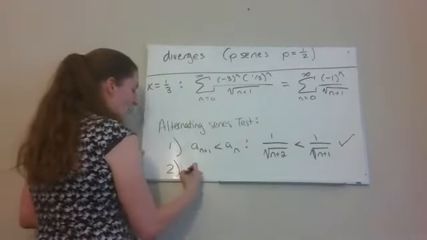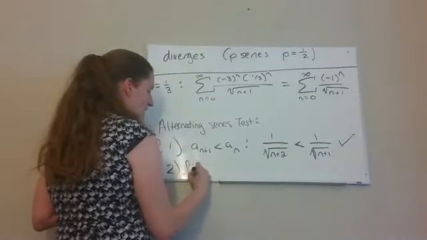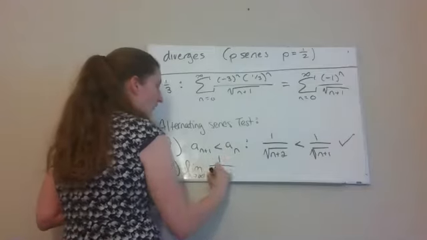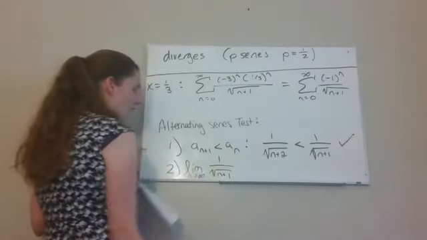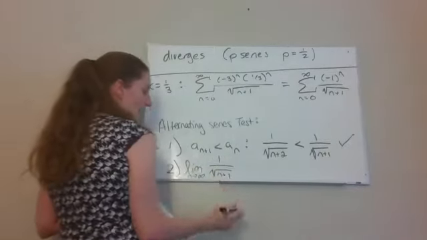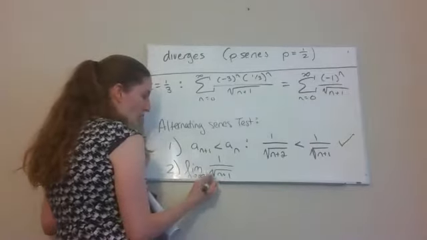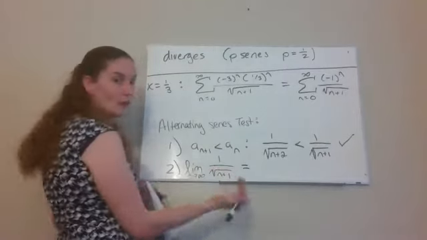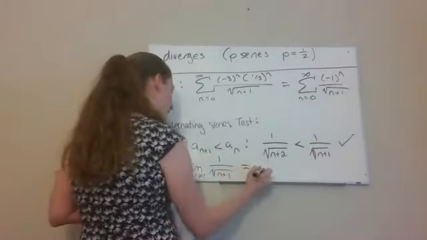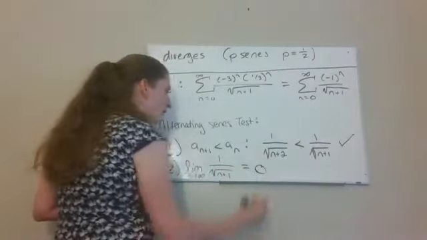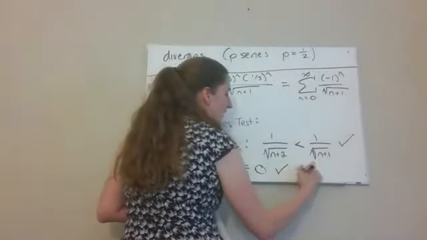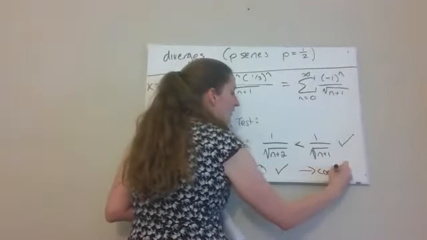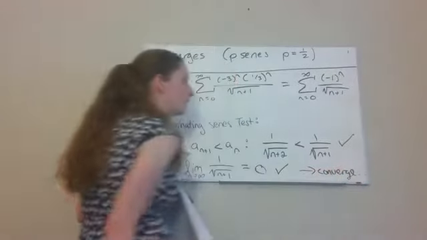The other thing I have to check is if the limit of 1 over square root of n plus 1, as n goes to infinity, is 0. Well, it is, because the square root of a really huge number is staying really huge. 1 divided by a huge number goes to 0. So by the alternating series test, that series converges.